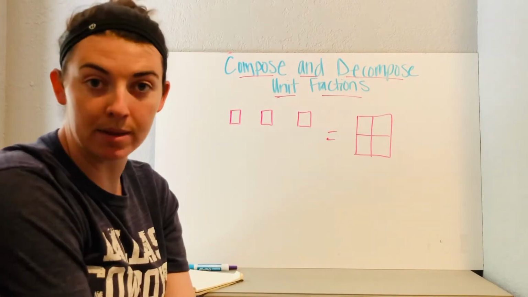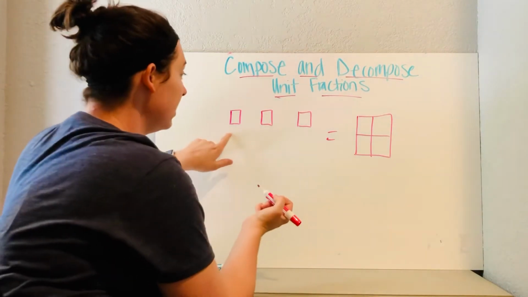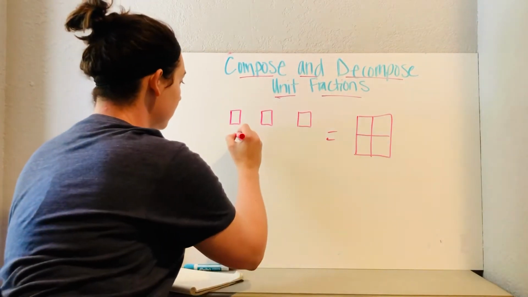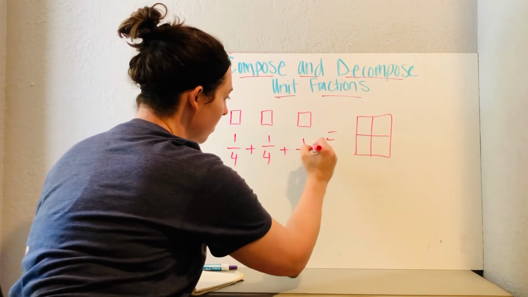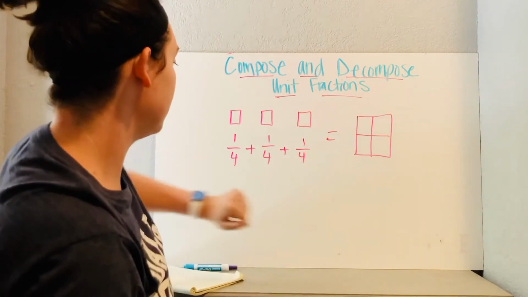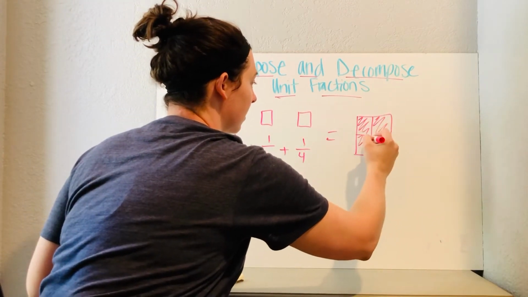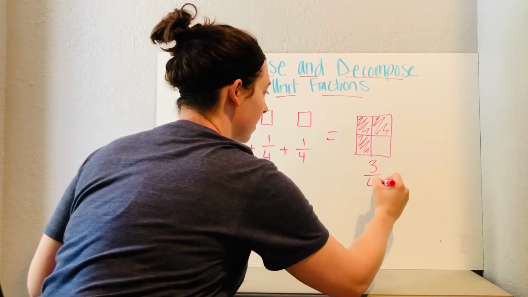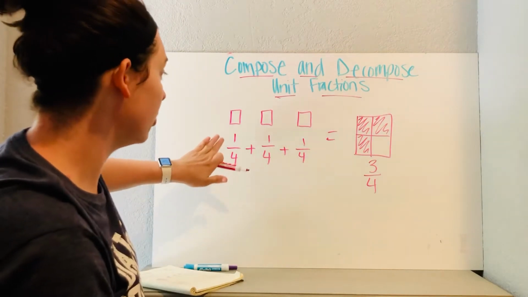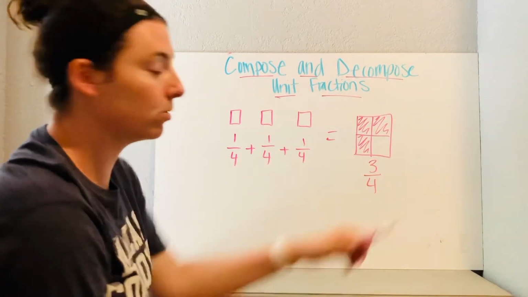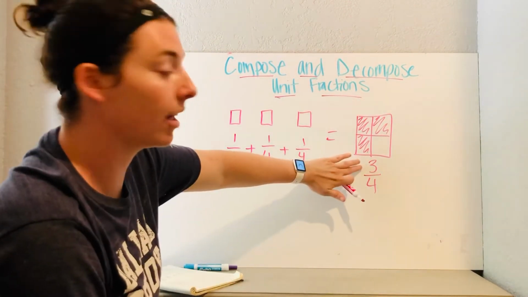So what is our denominator? Our denominator is our total number of equal pieces, right? So this is just one little piece of that, right? So this would be 1/4 plus 1/4 plus 1/4 gives us how many? 1, 2, 3. So let's shade in. That gives us 3/4, right? Okay, so we used our unit fractions to compose our total, right? So we had 1, 2, 3 unit fractions, and that's where we got the 3 on top.